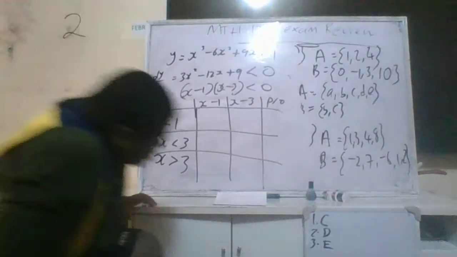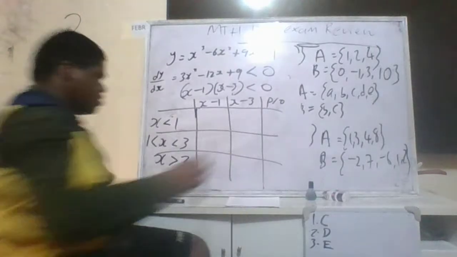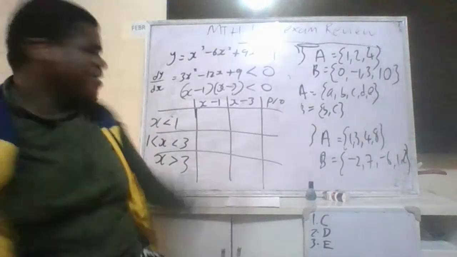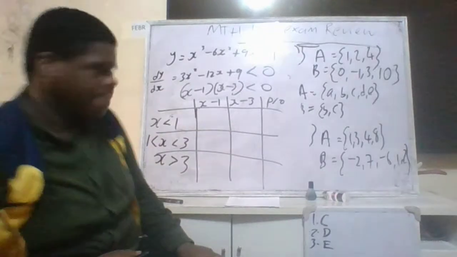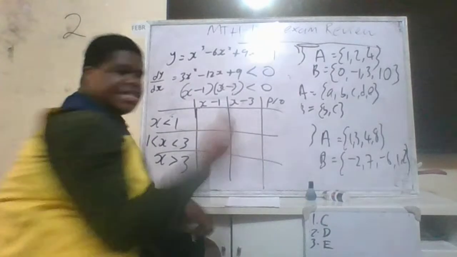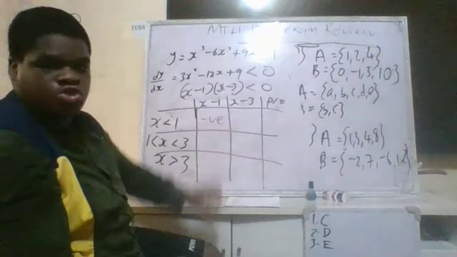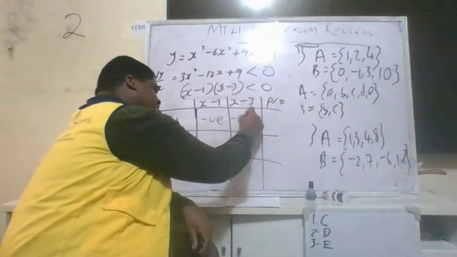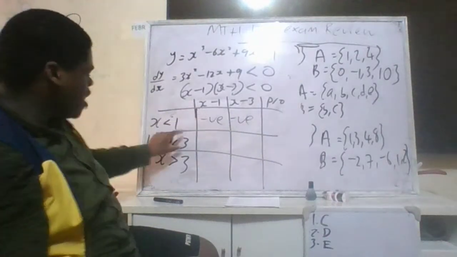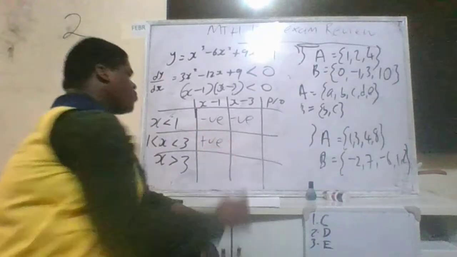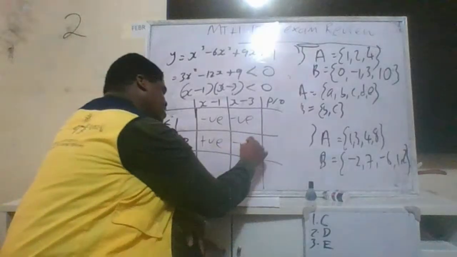You're going to need this whenever you're solving quadratic inequalities. When x is less than 1, x minus 1 will be less than 0. Anything less than 0 is negative, so this is negative. When x is less than 1, x minus 3 will be less than 2, so this is negative. When x is between 1 and 3, x minus 1 will be between 0 and 2, so this will be positive. When x is between 1 and 3, x minus 3 will be between negative 2 and 0, so this will be negative.